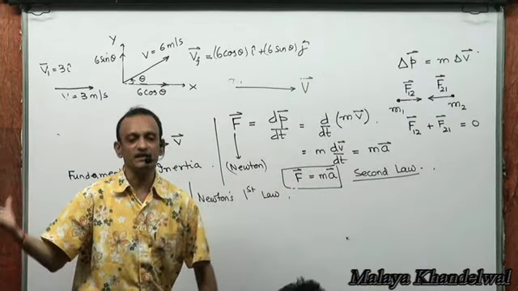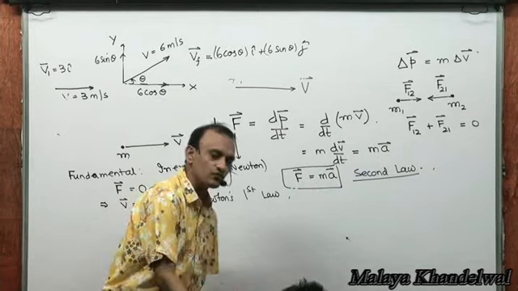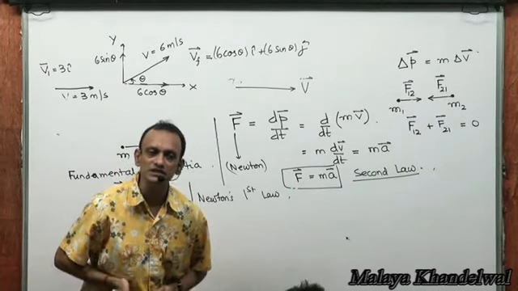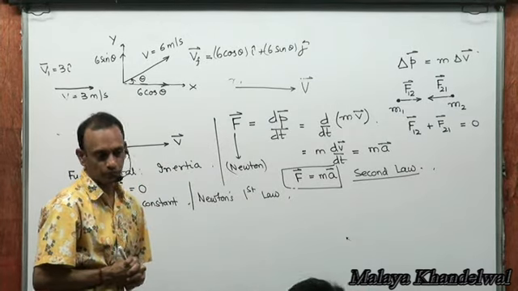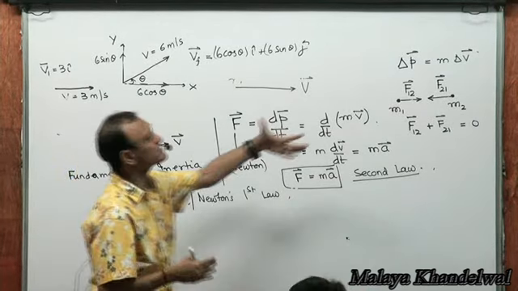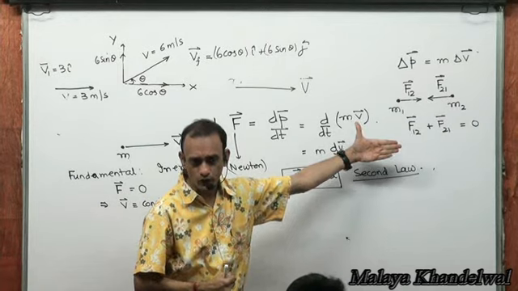F12 would be minus F21, implying that these forces are equal in magnitude but oppositely directed. Yes or no? Right? So that's essentially Newton's third law, right?